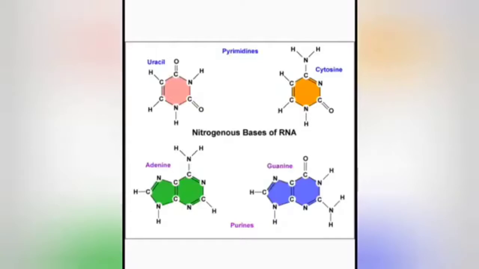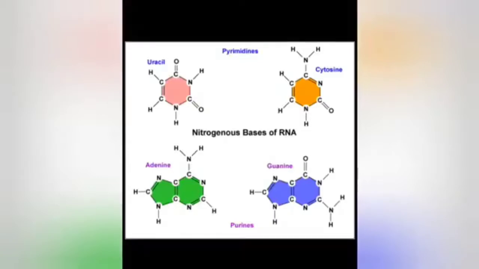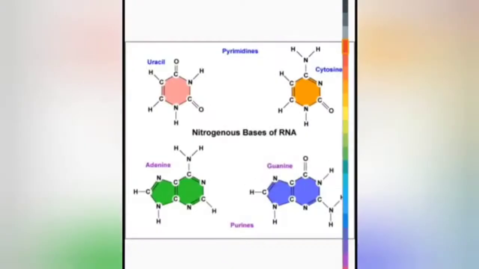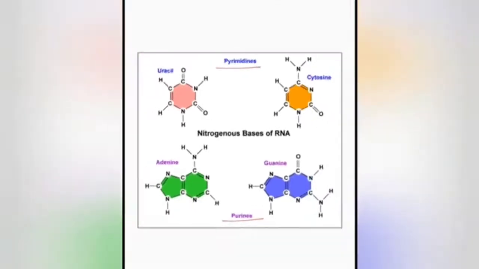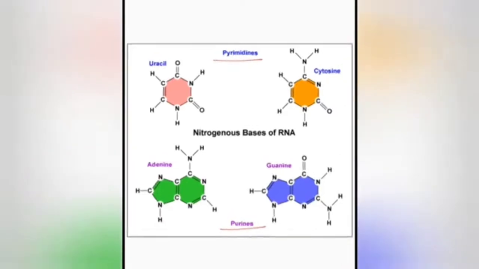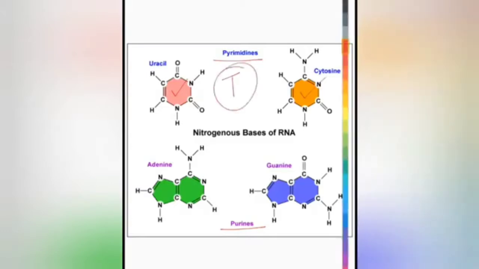Now coming to the different nitrogenous bases that are found in a nucleotide. There are basically 2 types of nitrogenous bases. One is pyrimidine, the other one is purine. Now those nitrogenous bases that consist of only one ring, as you can see here, uracil has one ring, and cytosine has one ring, and there is another one which is known as the thymine, which is not drawn here. So these are basically the nitrogenous bases of RNA.